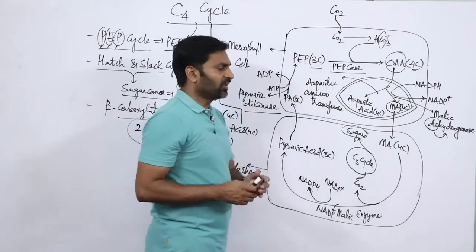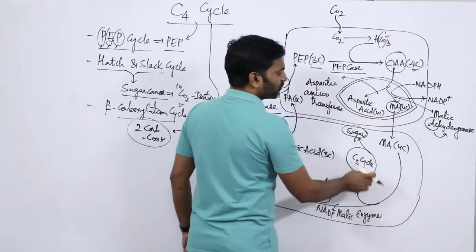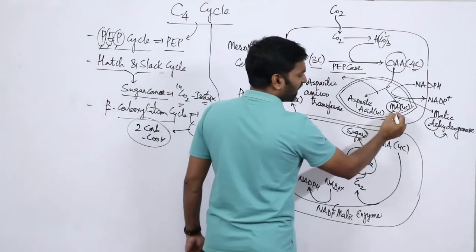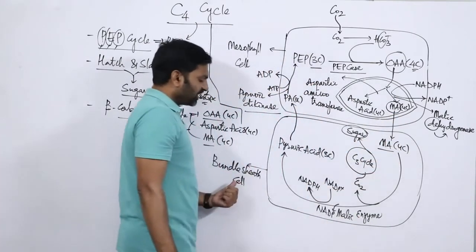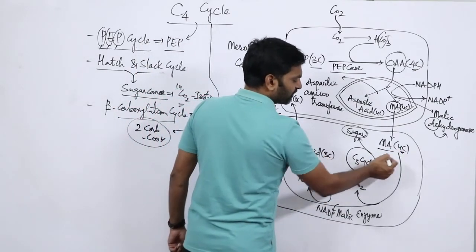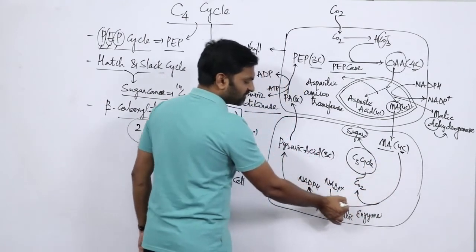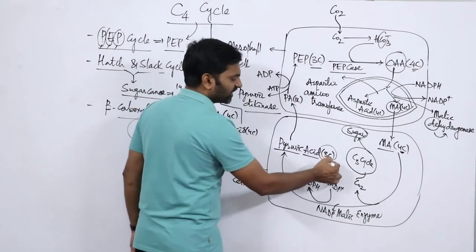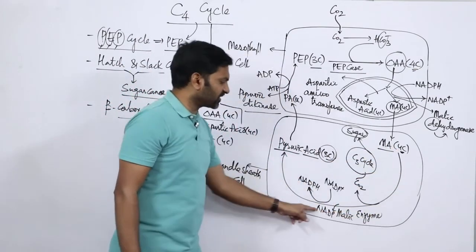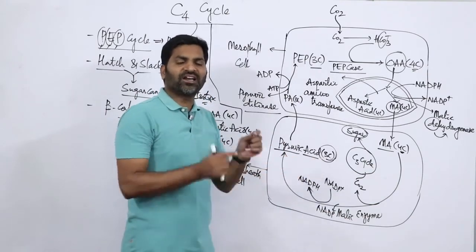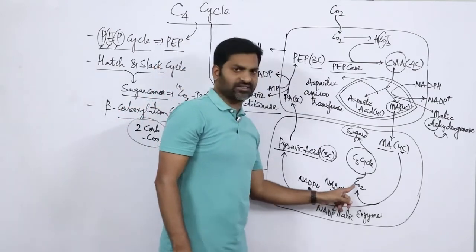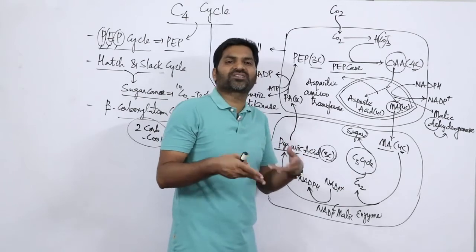Clear? Now, this malic acid is produced where? Chloroplast of mesophyll cell. Now, this malic acid enters into the bundle sheath cell. This malic acid is a 4 carbon compound basically. Malic acid is converted into pyruvic acid. This is a 3 carbon compound. What happened here? A 4 carbon compound is converted into a 3 carbon compound, means 1 carbon is lost. 1 carbon is lost in the form of carbon dioxide, means it is purely a decarboxylation reaction.